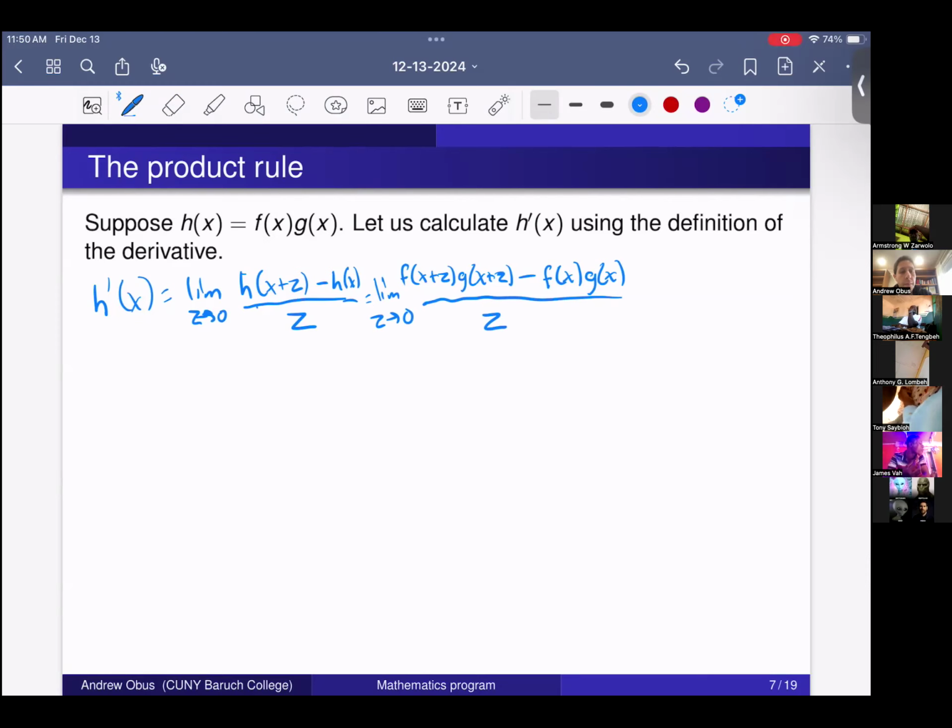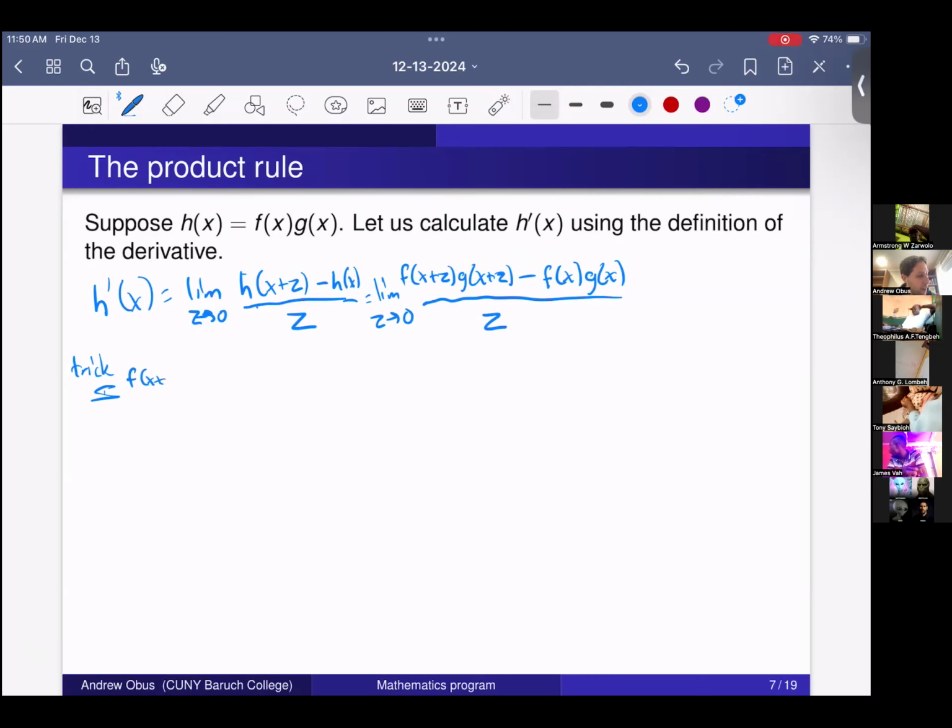So, okay. So how do we evaluate this limit, right? Again, I can't just punch in z equals 0 because I just get f of x g of x minus f of x g of x over z. That's just going to be 0 over 0. So here we have to do a little trick. So here's the trick which makes this work.